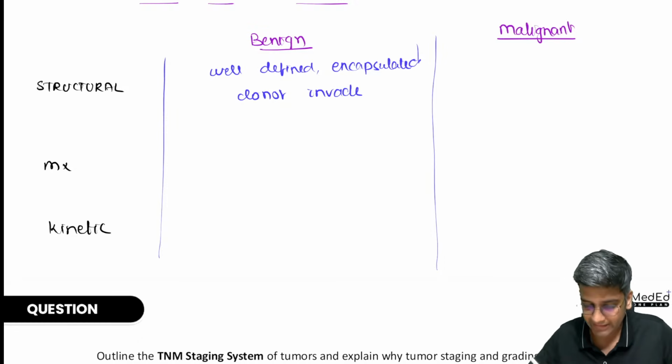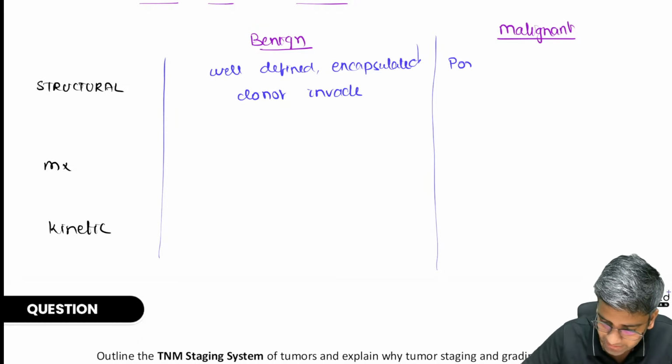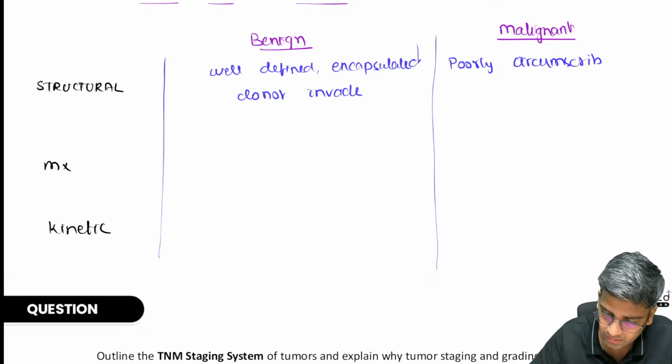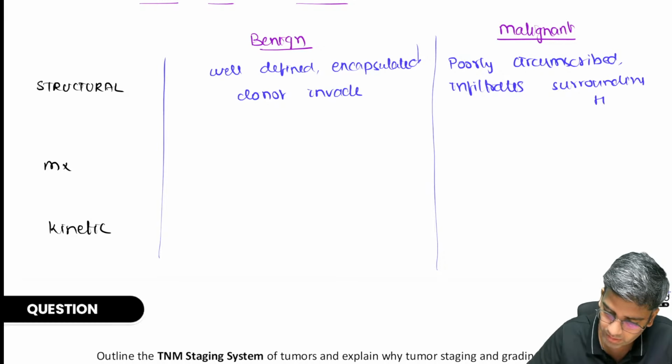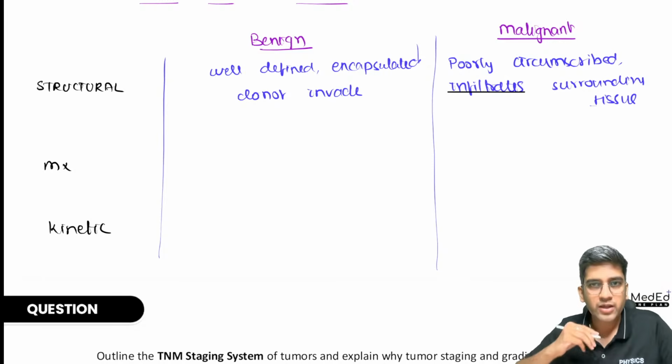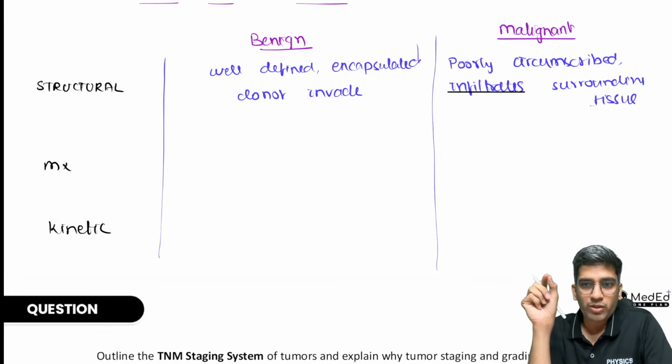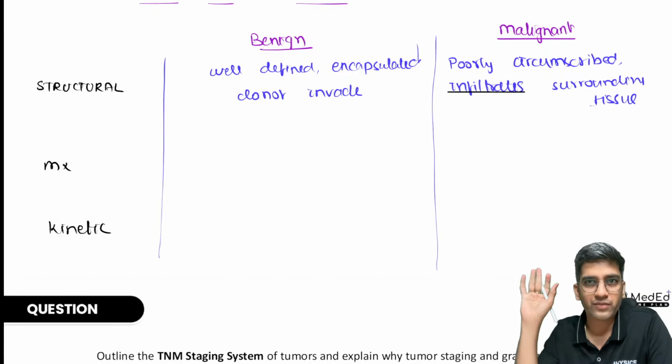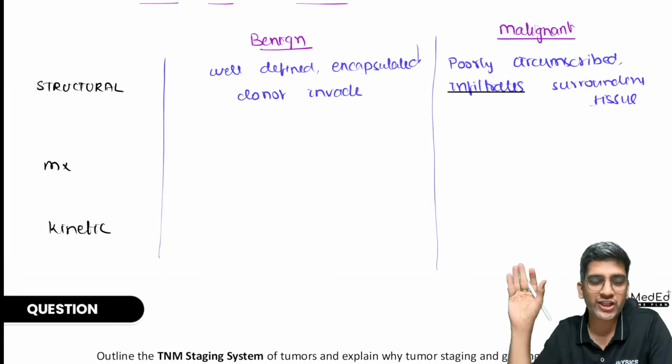Fine. Malignant. Always they are poorly defined or poorly circumscribed or poorly encapsulated. Right? They will definitely infiltrate to surrounding tissue. What is important for me here is the keywords. Underline or highlight or put a box. But this has to be there. I need the examiner to divert to the keywords.